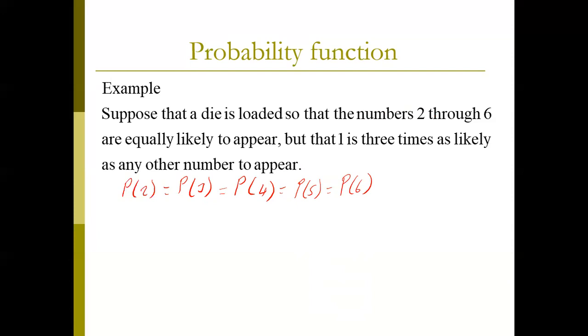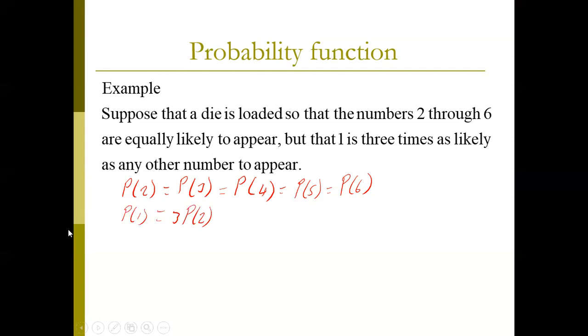But the probability of 1 is 3 times as likely as any other number to appear. So we can just choose any number, say 2. We're saying that the probability of 1 is 3 times the probability of 2. Given that the entire probability should sum up to 1, we can then express everything in terms of the probability of 2.